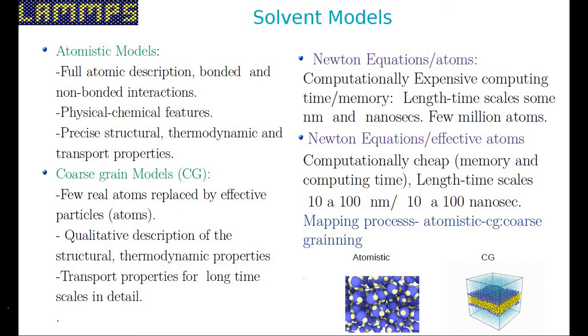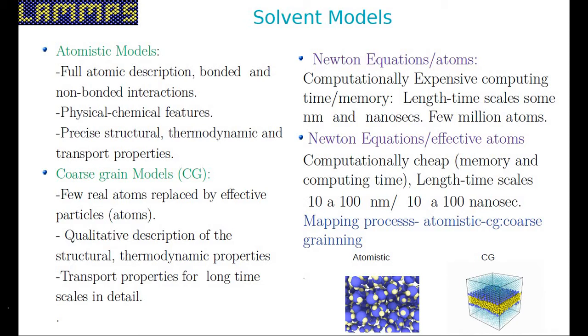There are different levels of approximation for describing the solvent particles. We have atomistic models and we have coarse-grained models. For atomistic models, a full atomic description is provided, so bonded and non-bonded interactions are modeled. As a consequence, we have physico-chemical features described in good agreement with experimental results. We recover precise structural, thermodynamic, and transport properties.